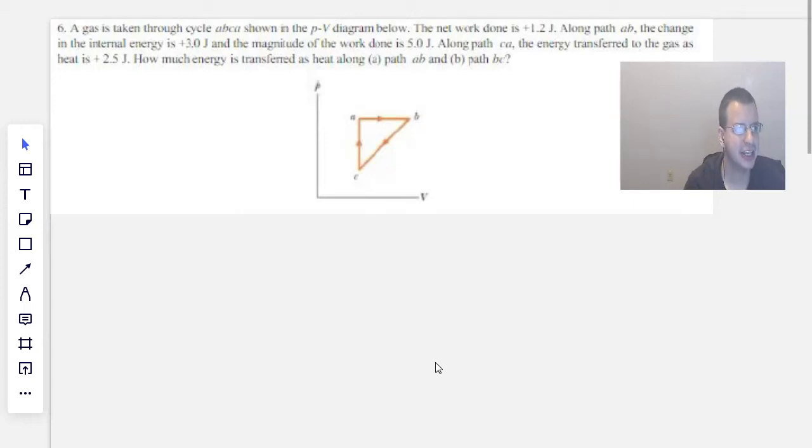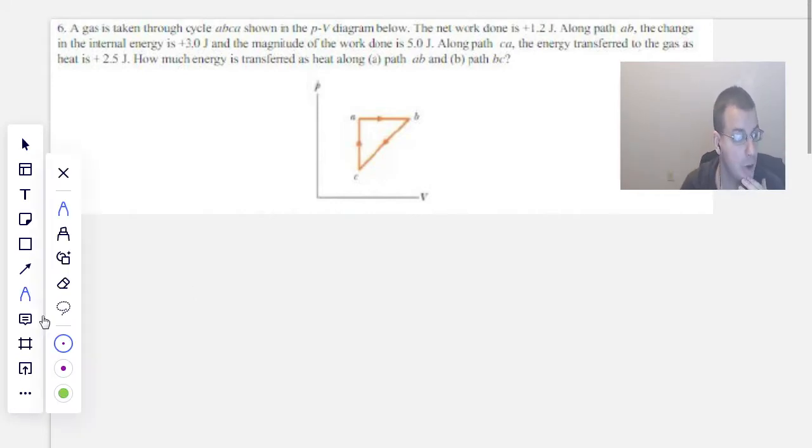A gas is taken through cycle abca, shown in the PV diagram below. PV is pressure and volume. The net work done is that, blah, blah, blah, internal energy, etc. Okay, so this is a thermodynamic cycle problem.